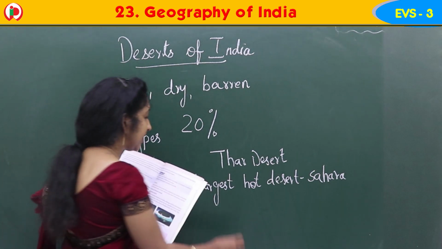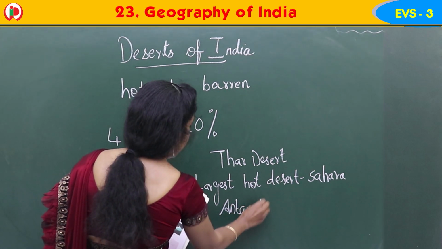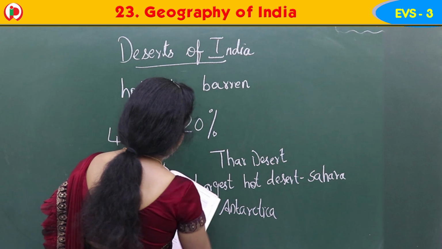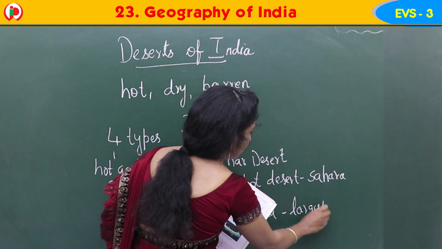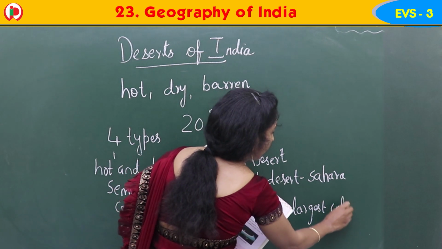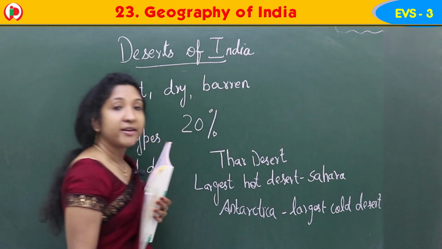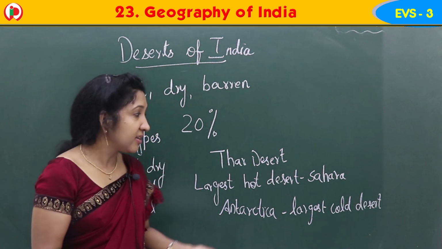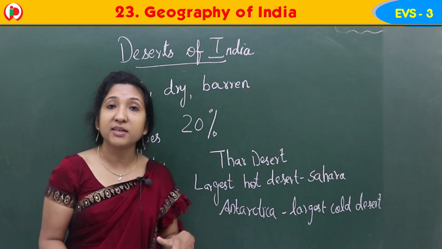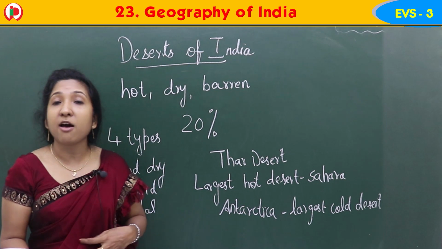Yes, Antarctica. It is the coldest desert, the largest cold desert we say. Largest cold desert is Antarctica. Antarctica is the largest cold desert on the earth. Hot desert is Sahara and cold desert is Antarctica. So that's about deserts of India.